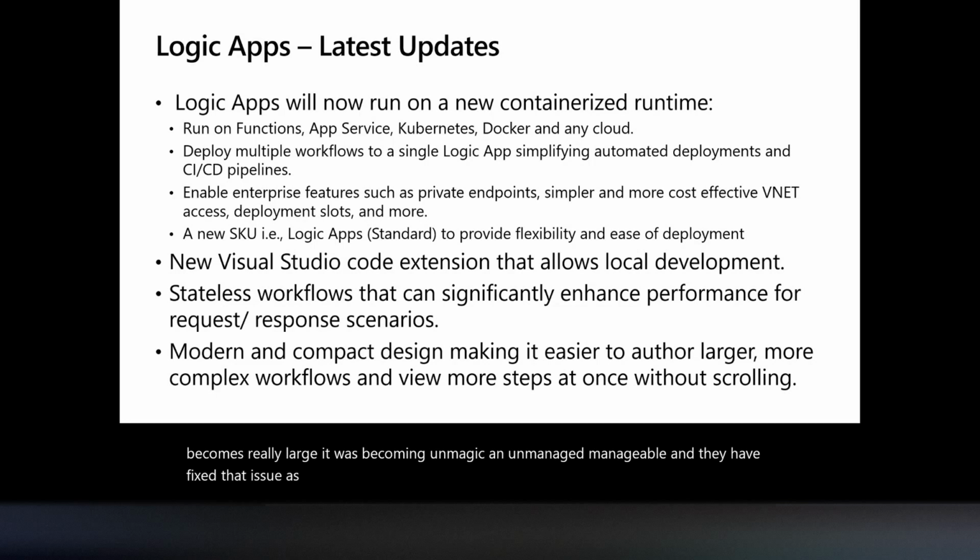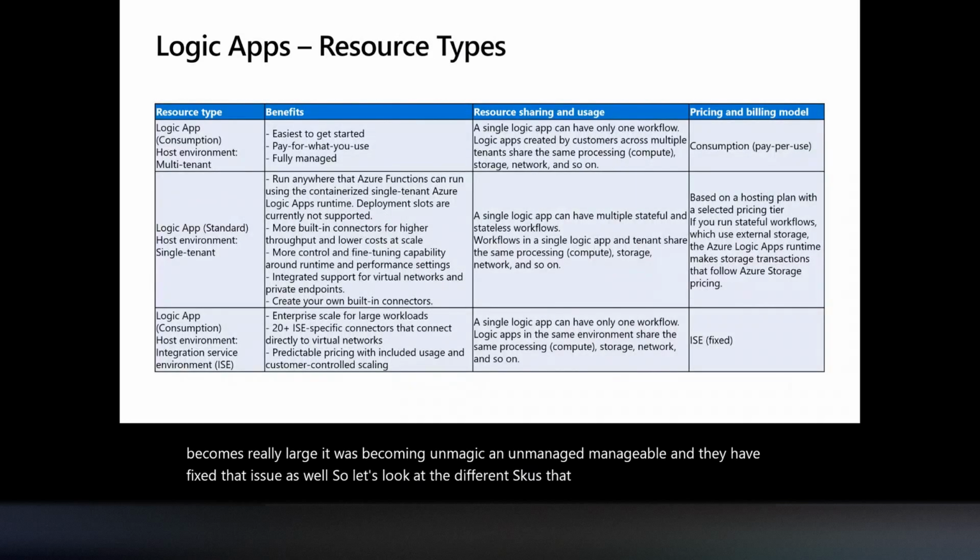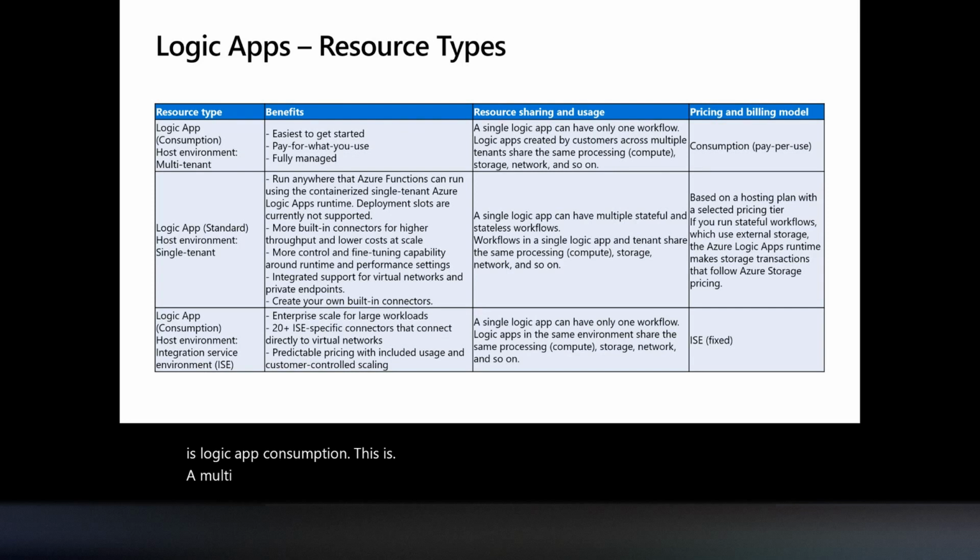So let's look at the different SKUs that are available, which is our context for discussion today. There are three SKUs. The first one is Logic App Consumption. This is a multi-tenant SKU that has been there since Logic App arrived. That SKU basically allows you to create one workflow per Logic App, and the charges are consumption, basically pay per use.